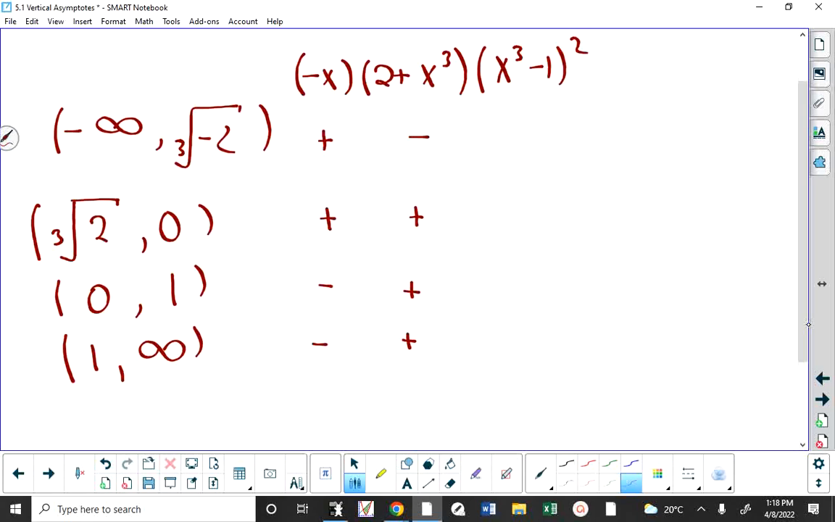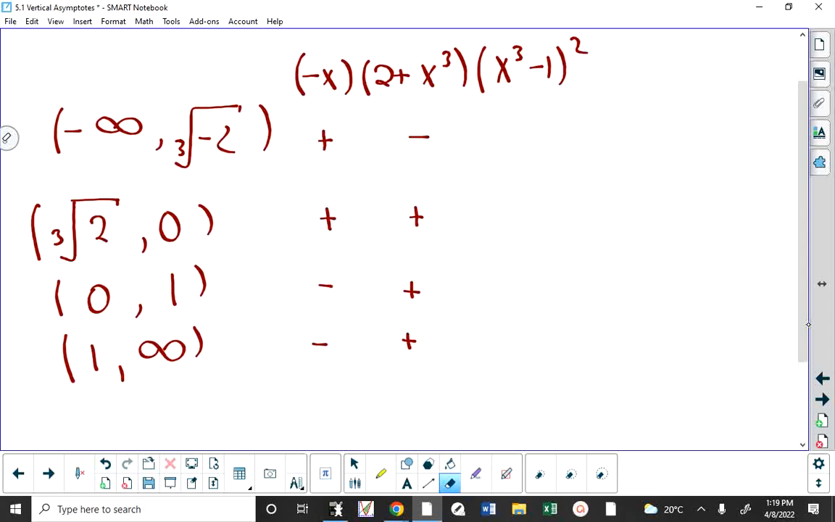The negative to positive rule works with any odd degree factor. So x cubed is an odd degree. If it's positive x cubed, it will go from negative to positive. If you're unsure, you can go ahead and put in a number in this interval and put that value of x in here and convince yourself you get a negative, and then you could proceed in that fashion. But you don't have to.